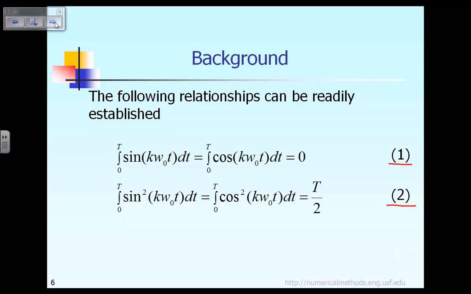Equation 2 says the integral from 0 to capital T, which is a period, of the function sin squared k omega naught t, or the integral of cos squared k omega naught t, is equal to capital T over 2.